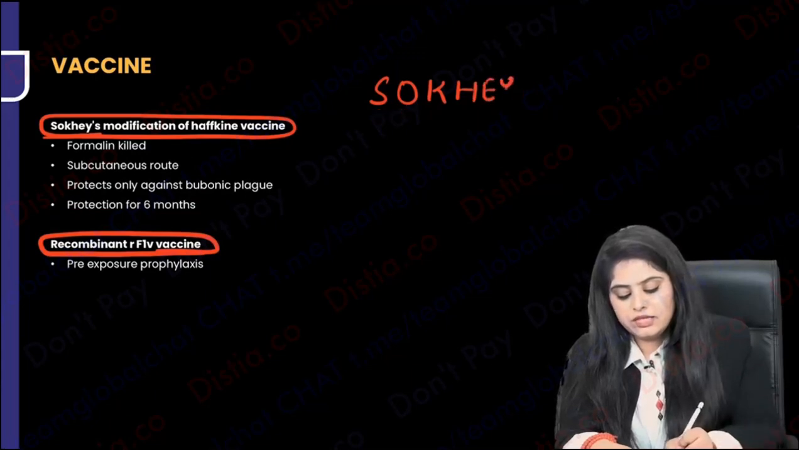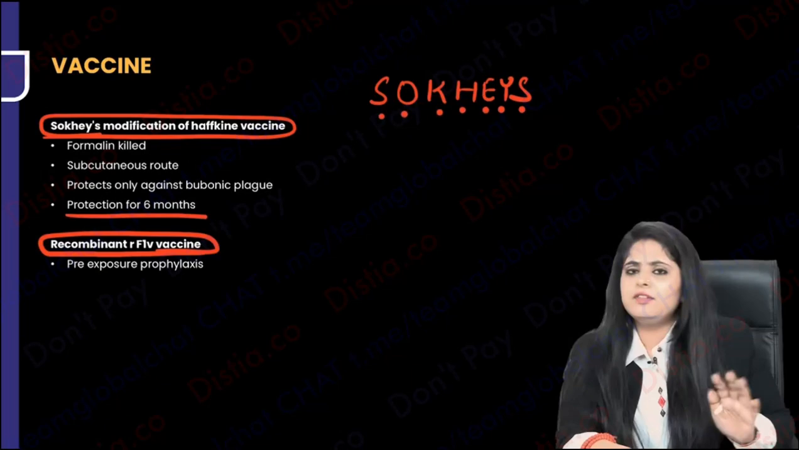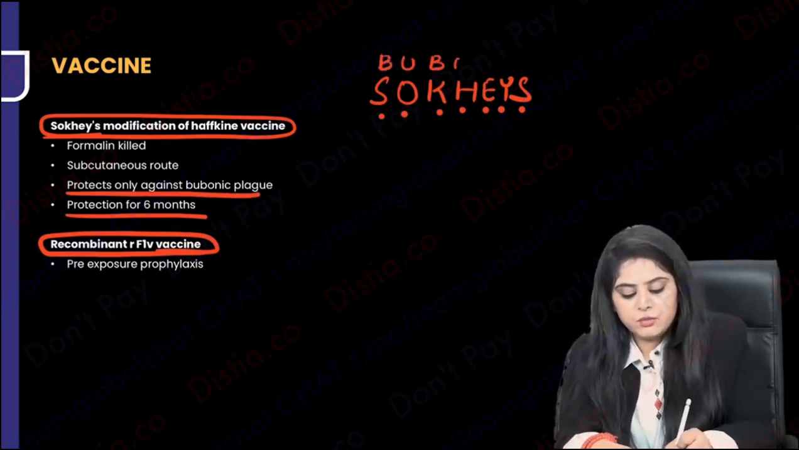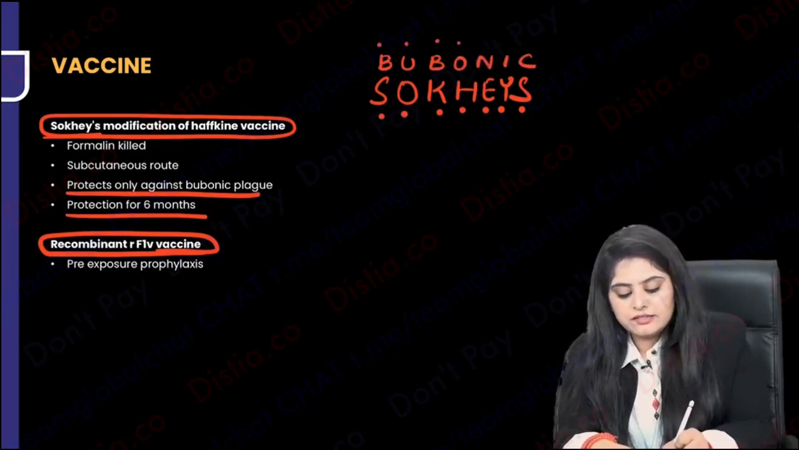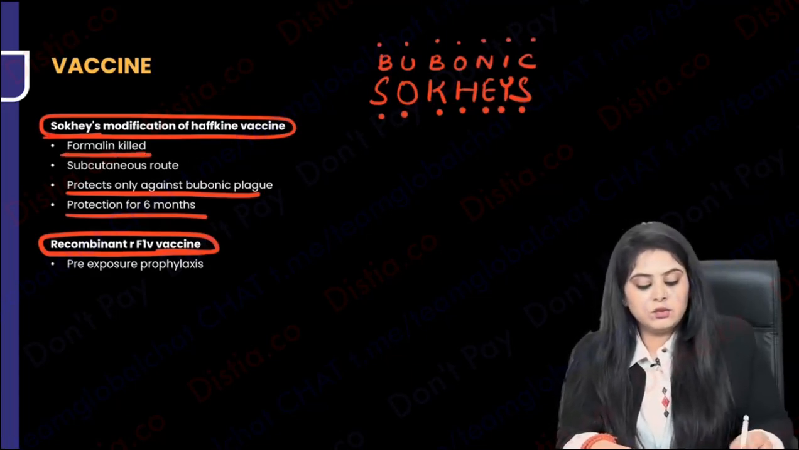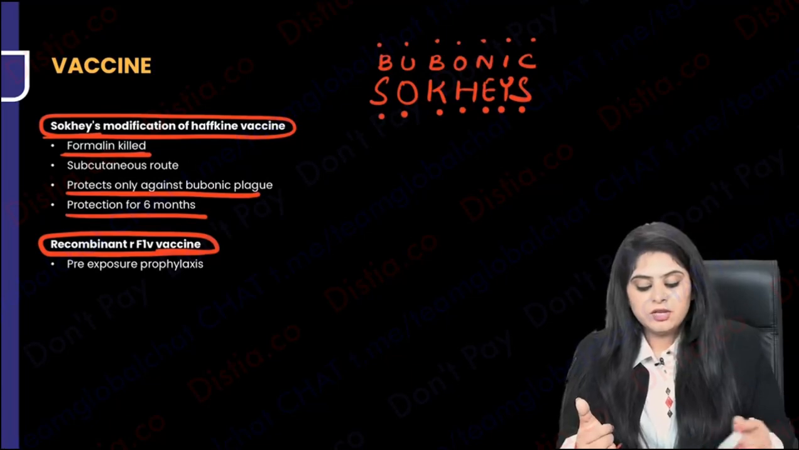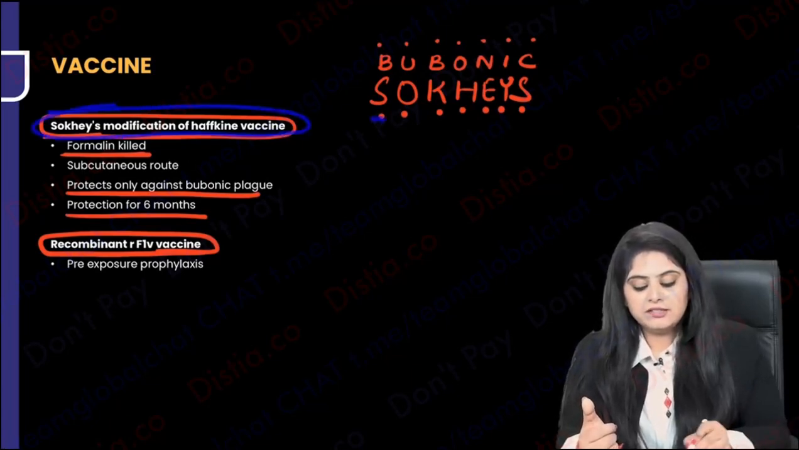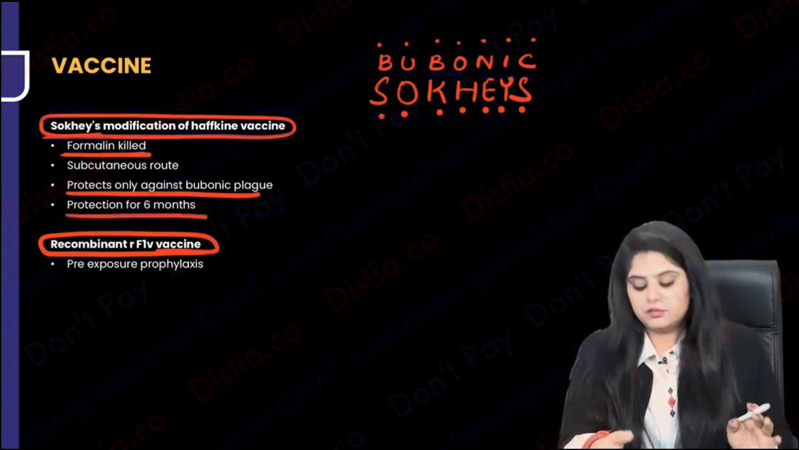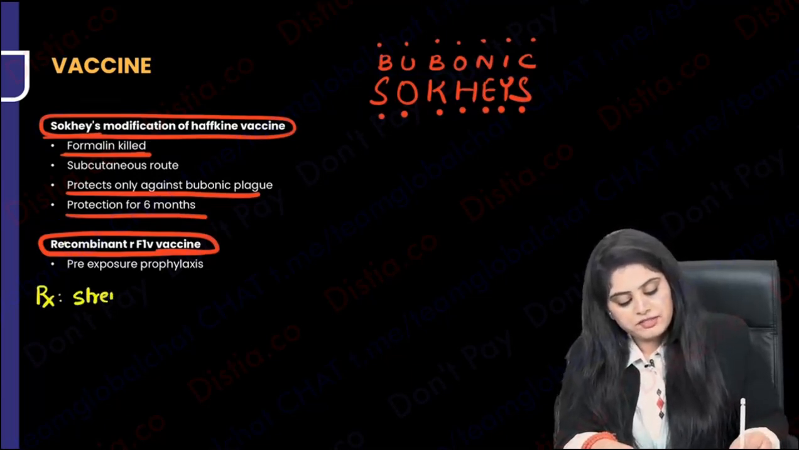So if you learn the Socrates vaccine 1, 2, 3, 4, 5, 6, 7, तो 6 और 7 months तक का protection है, and the protection is only against those 7 alphabet वाला bubonic. The protection is only against the 7 alphabets wala bubonic plague. It is a formalin-killed vaccine. So, Socrates modification of Hafkeen vaccine. Remember, Socrates modification of the Hafkeen's vaccine is Socrates 7 alphabet, protection against bubonic plague 7 alphabets, protection approximately for 6 to 7 months. But if you ask me what the treatment is going to be, streptomycin.